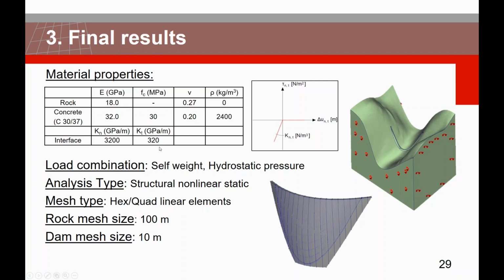And right now, the load combination we have used is self-weight and hydrostatic pressure. The analysis type is structural nonlinear static. The mesh type is hex-quad linear elements. The rock mesh size will be relatively coarse because we don't focus on the rock, so we chose 100 meters. And the dam mesh size is 10 meters. And we want it to be relatively fine because we're going to focus on the dam.